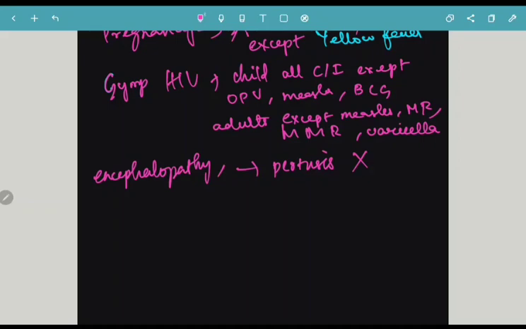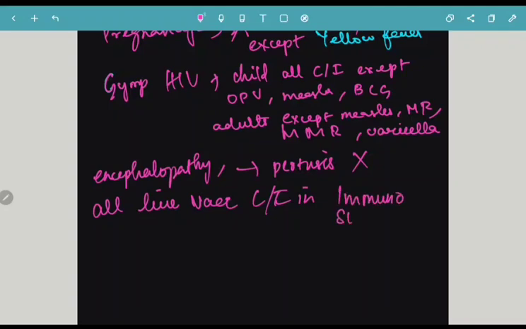In immunosuppression and corticosteroids, all live vaccines are contraindicated. So all live vaccines are going to be contraindicated in case of immunosuppression, as well as the use of corticosteroids. Anaphylaxis to a previous dose or a current serious illness are also contraindications.